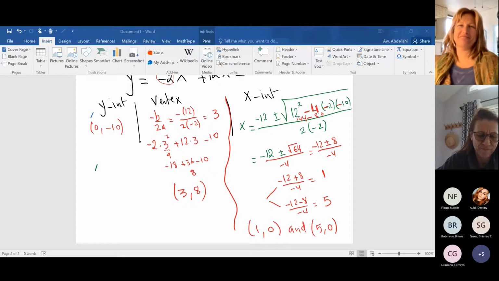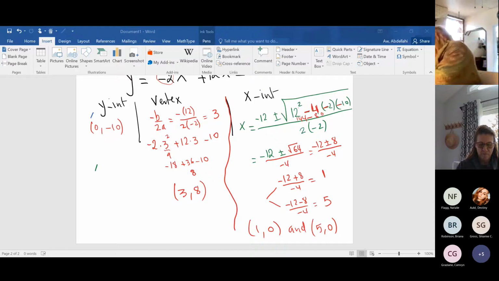Probably this quadratic formula right here, I memorized it since I don't even remember when. I did memorize it when I was a kid. And why didn't I forget about it? Because I'm using it every day, right?